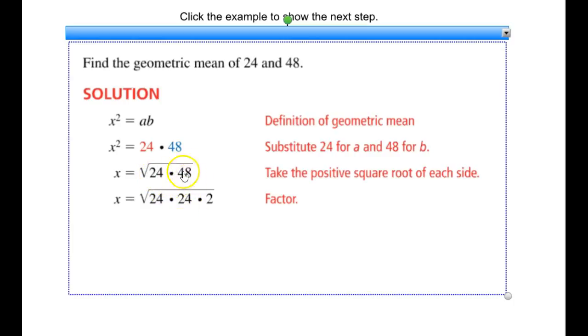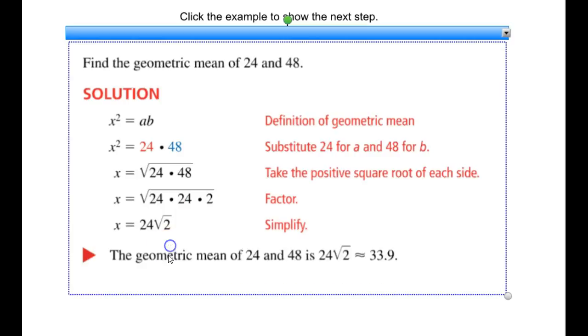So I know that 48 is the same thing as 24 times 2. So I factored that out. And now since I see I have two 24s, I can simplify. Since there's two of them, it can come out in front. And I know that this 2 is left by itself, so it stays underneath my radical sign. So my geometric mean of 24 and 48 is 24 times the square root of 2, or approximately 33.9. Generally, we want to live in this exact value unless you're told to find the decimal approximation.